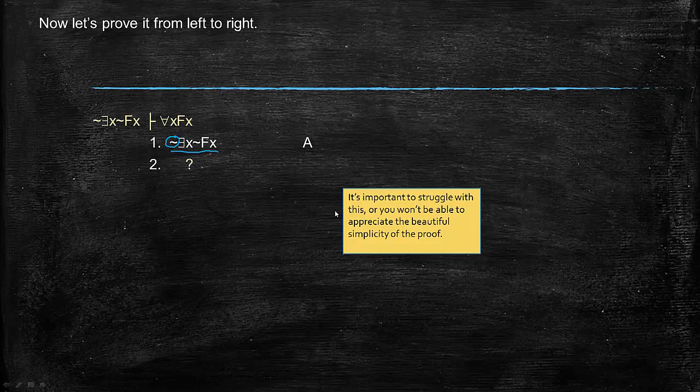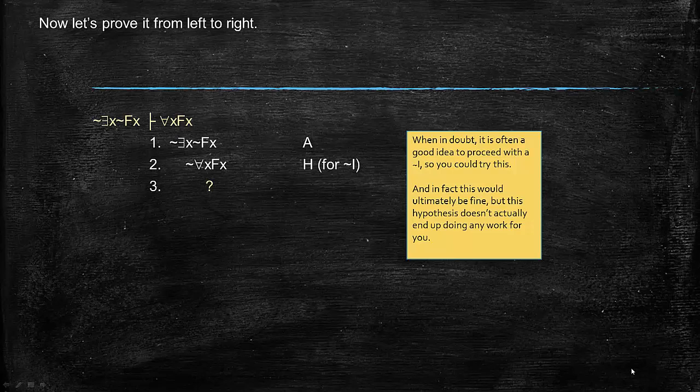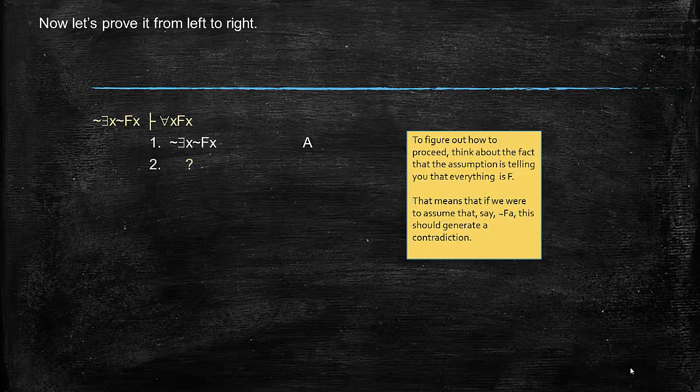It's important to struggle with this now and see if you can figure out how to think through this proof. Now, the normal thing to try here for sure is a negation introduction, and that would be a perfectly good thing to do. That would show that you really know what you're doing. It just turns out that in this case, it's not very productive. You could proceed and do everything that I'm about to show you in the context of a negation introduction proof, but it just doesn't actually contribute anything to the ultimate goal. So here's how you can start to think about this. Let's go back to the original question.